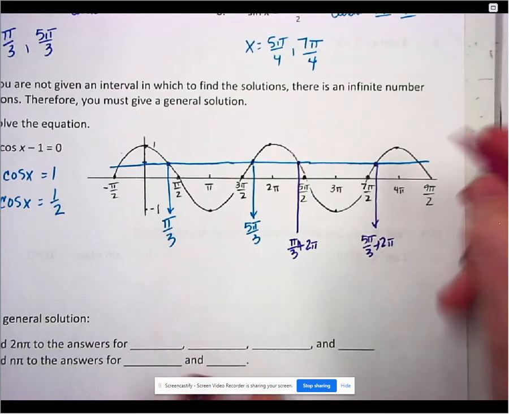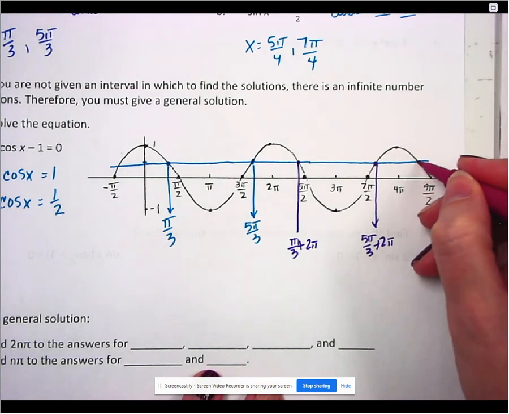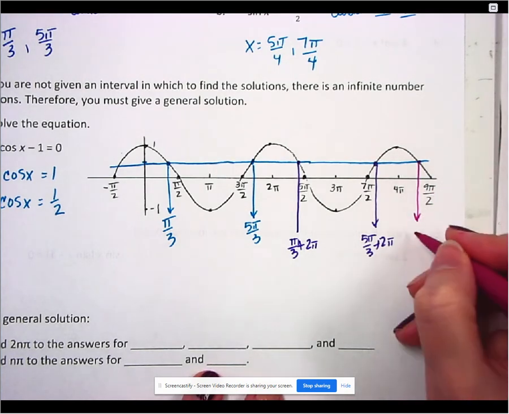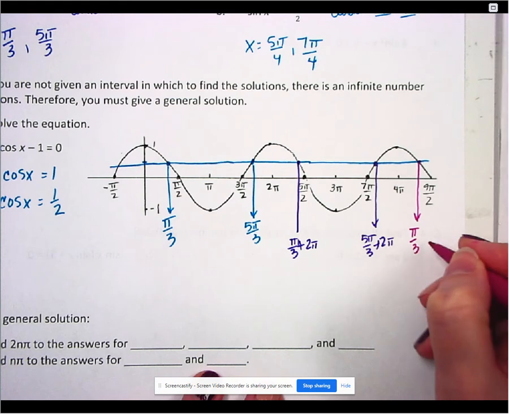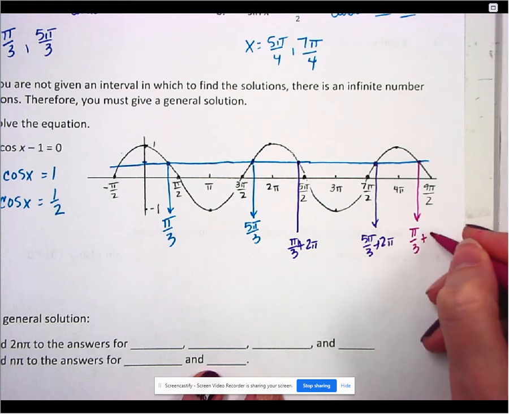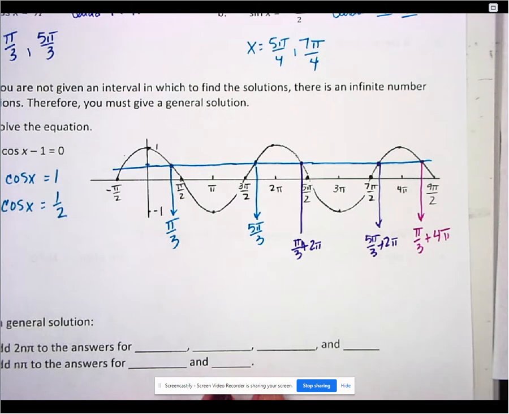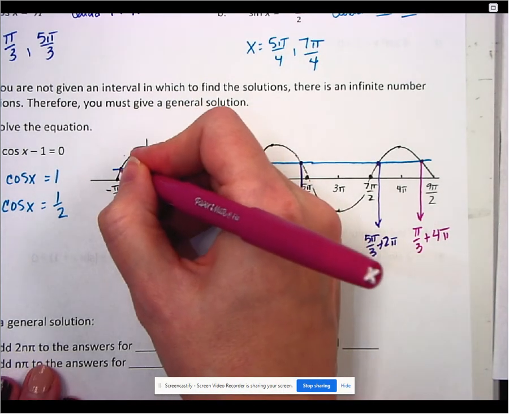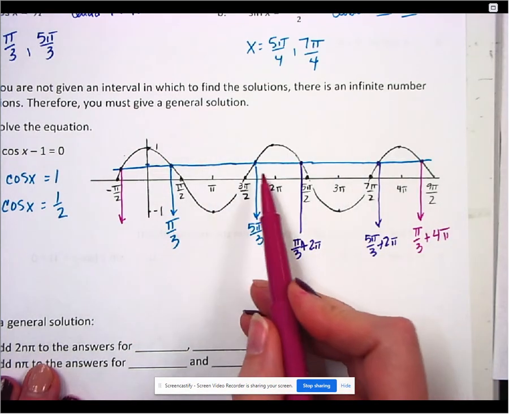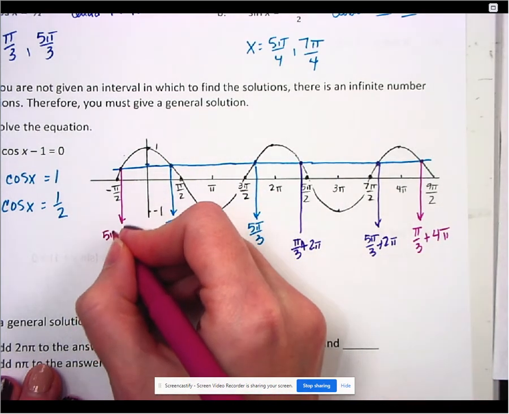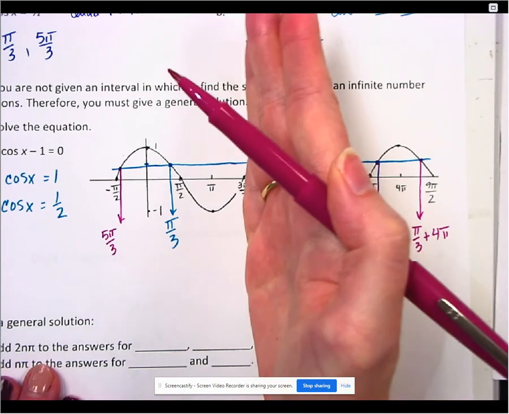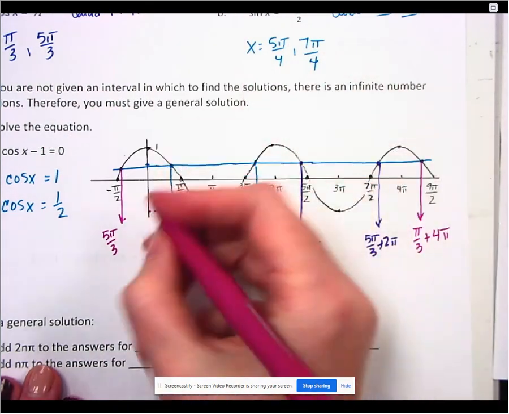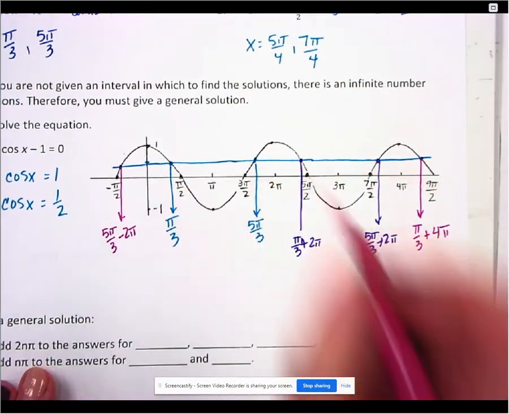All right, and then this one is going to be pi over 3 plus another period, so plus 4 pi. This one right here is going to be this 5 pi over 3, but because we're moving on this side, it is going to be minus a period.